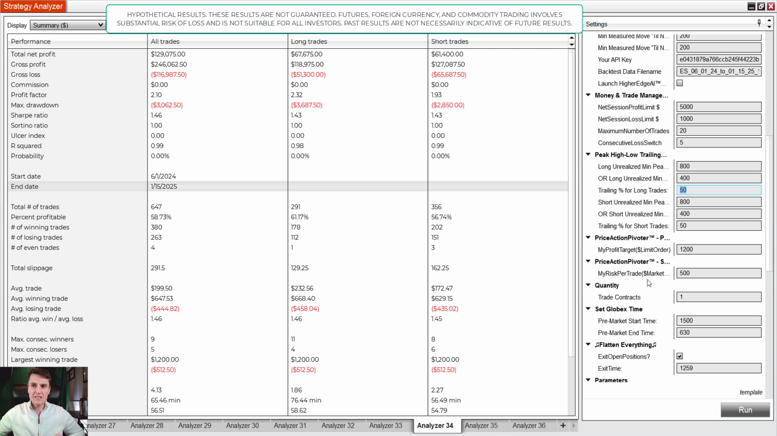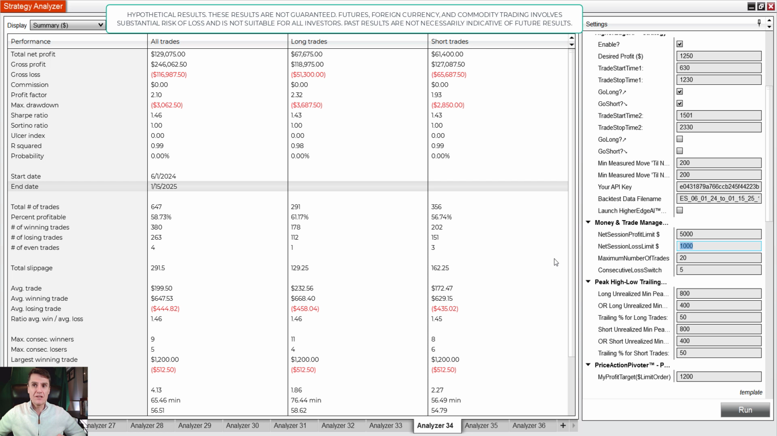So your trailing stop is active. This is your limit order, that's your profit target rather. That's a limit order. And then if you have a market order for your stop, it's $500. And don't forget, the net session loss limit is at $1,000. So what that means is when you're flat on the trades, if you're down $1,000 or more, it's going to stop looking for further trades.